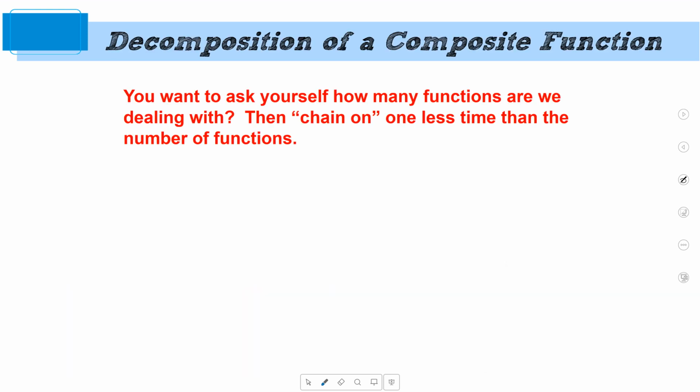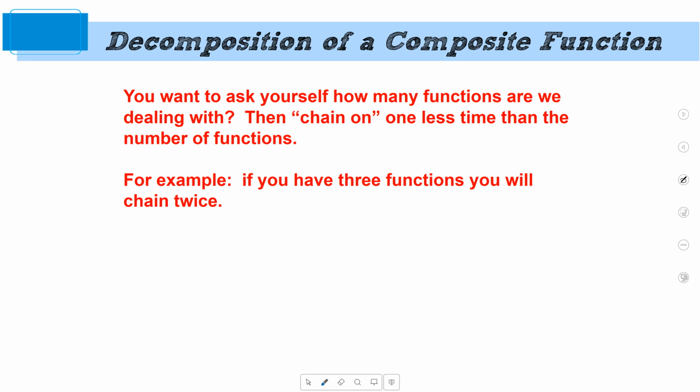You're going to chain on one less time than the number of functions. Most of the chain rule problems you'll see will be 2 functions, so you'll chain once. But sometimes they'll get a little ugly, and I've got a couple of those for you today. It'll be fun. So 3 functions, chain twice. 2 functions, chain once. 1 function, chain 0. We've done those already.